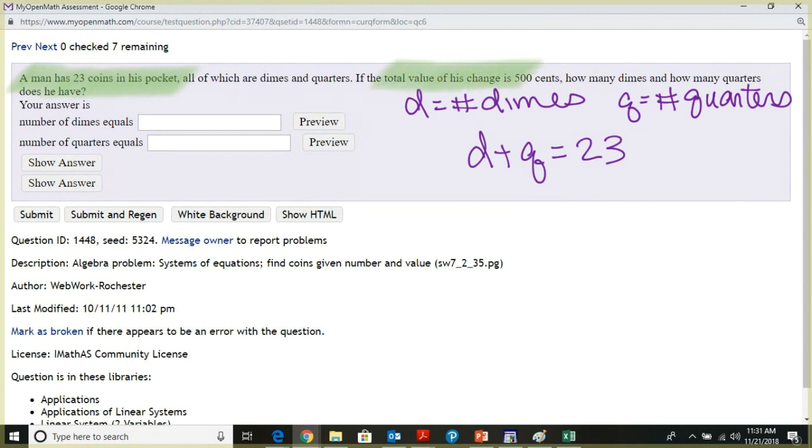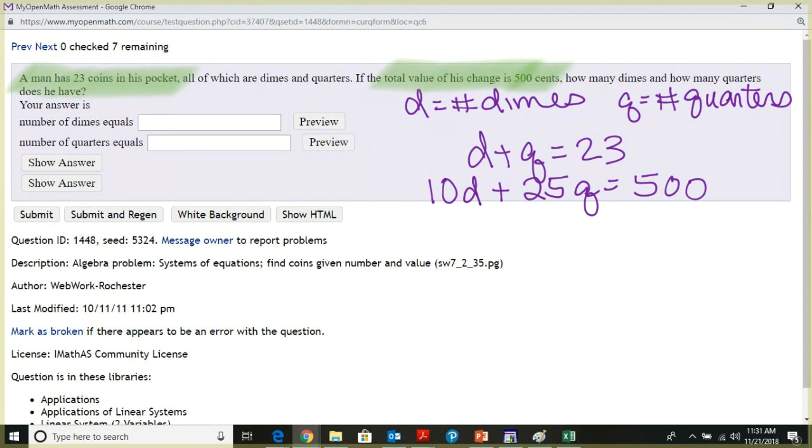Then it says the total value of his change is 500 cents, which sounds a little funny, but notice this is in terms of cents. So a dime is worth 10 cents. So we have 10 for each dime, plus a quarter is 25 cents, so 25 for each quarter, and we need this to equal 500 cents. So two equations, two unknowns. Now we just have to solve.